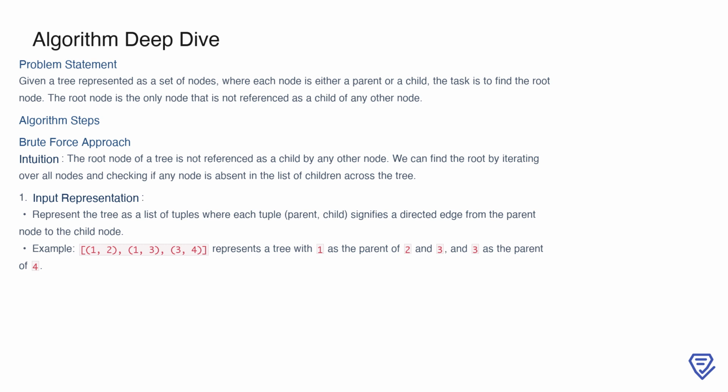To implement this, the tree is represented as a list of tuples, where each tuple consists of a parent and a child node. For example, the input (1, 2), (1, 3), (3, 4) indicates that node 1 is the parent of nodes 2 and 3, while node 3 is the parent of node 4. From this representation, we can systematically determine which node qualifies as the root.